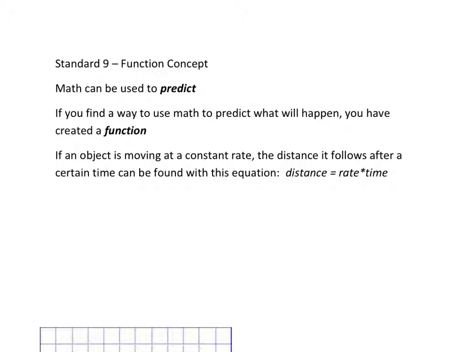So here's a situation. If an object is moving at a constant rate, the distance it follows after a certain time can be found with this equation. Distance equals rate times time. You've probably heard of that equation before. So before we look at this equation and decide if it can be used to predict or not, we're going to need to know some graphing vocabulary because we're going to graph a picture of this equation to help us figure out what's going on.